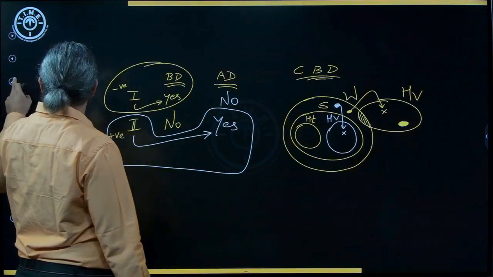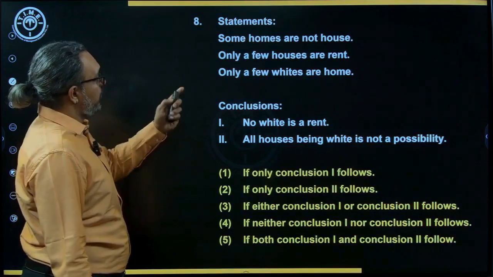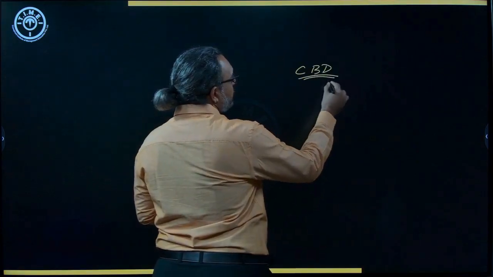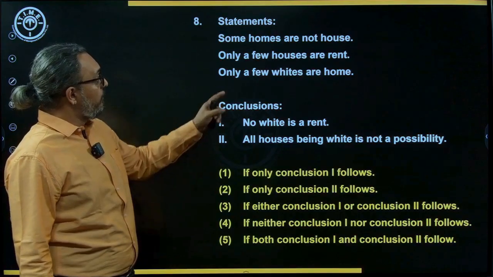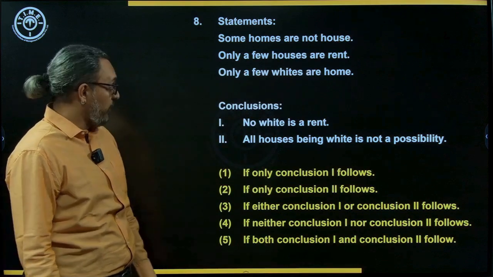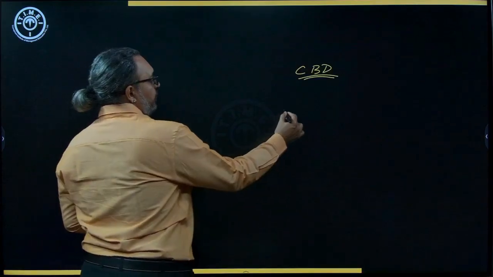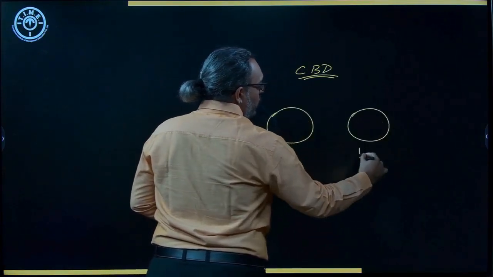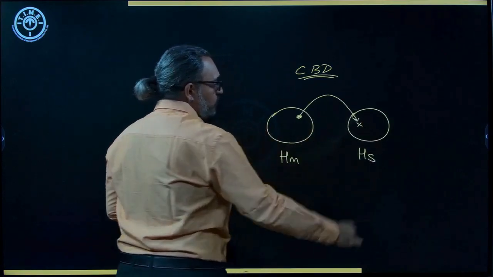Right. Then moving on to the next. So let's draw the combined diagram first. Right, so first let's draw this. Only a few houses are rent, only a few whites are home. Some homes are not house. Okay, let's draw that. Some homes are not house. So these are some homes that are not house.